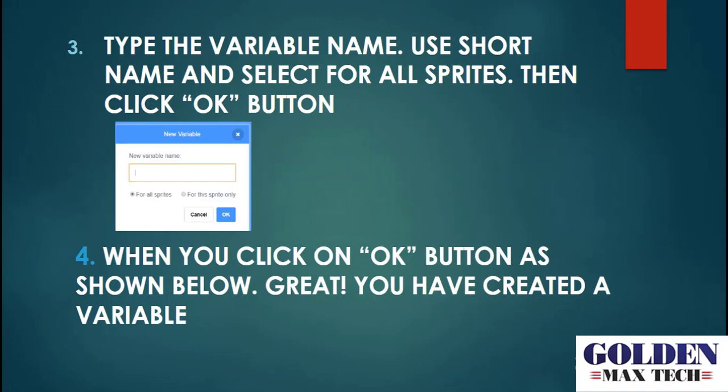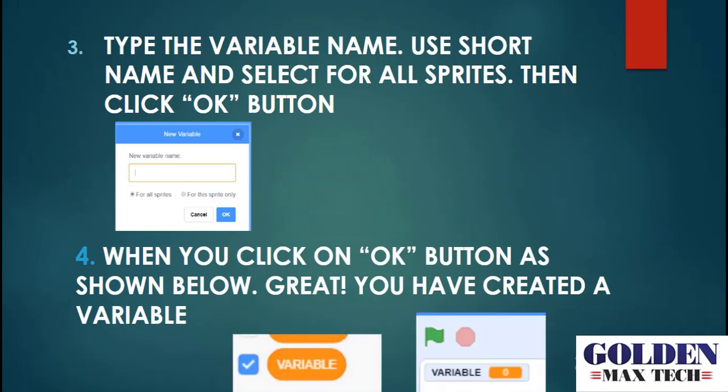Step number 4, when you click on the OK button as seen below, you are going to see your variable name on the sprite window and also on your code blocks. And when you see these two pictures, great! You have created a variable. Congratulations!